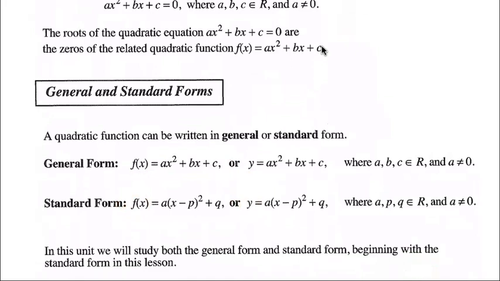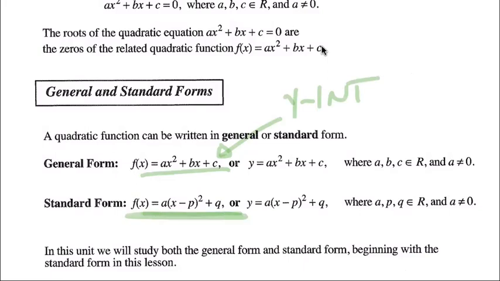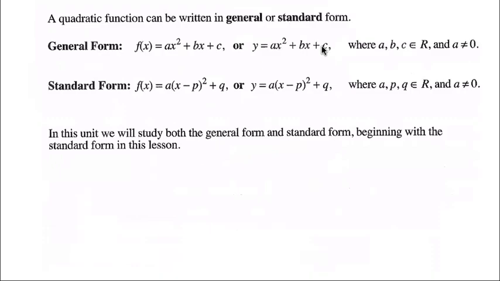With both of these forms, we can get information. And if you remember from the last lesson, this value of c in our general form is our y-intercept. That's one piece of information. But we can get different sets of information from both forms of these equations. There's more information in the standard form than there is in the general form, but as we work through, you'll see what's available to us.